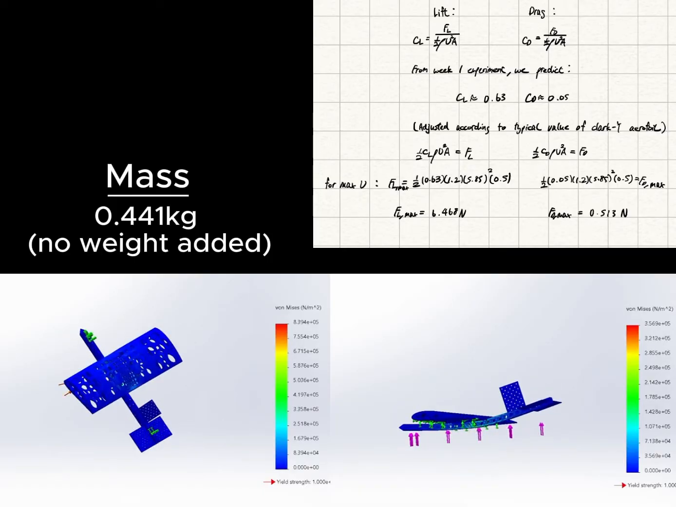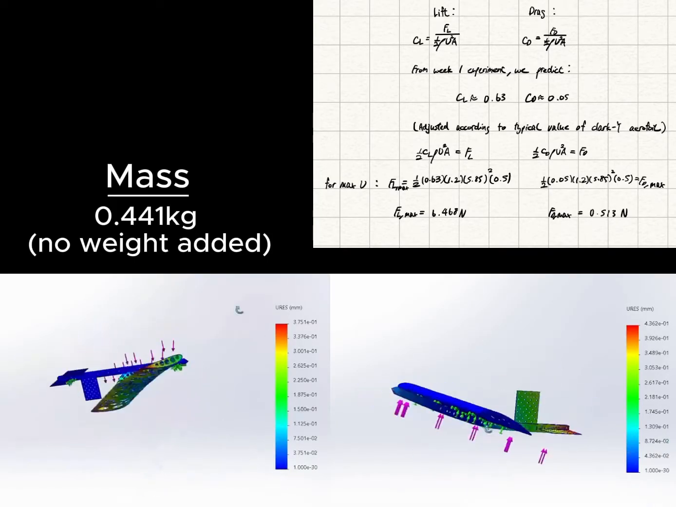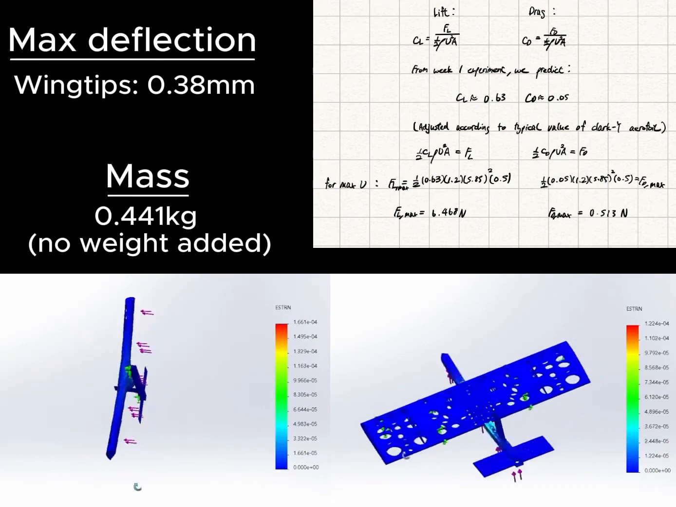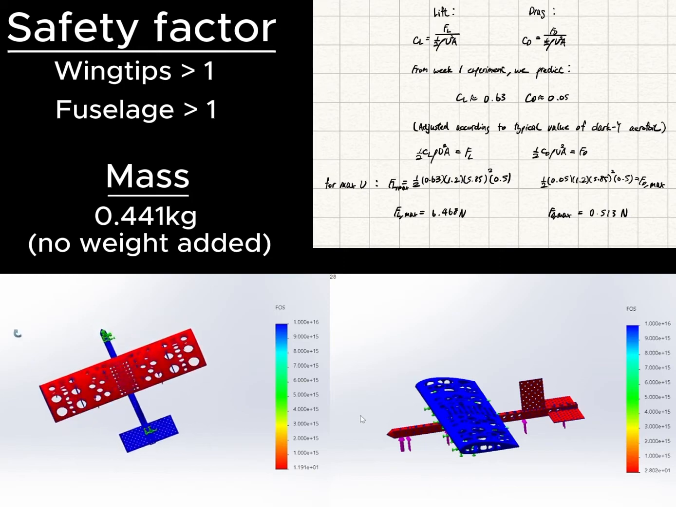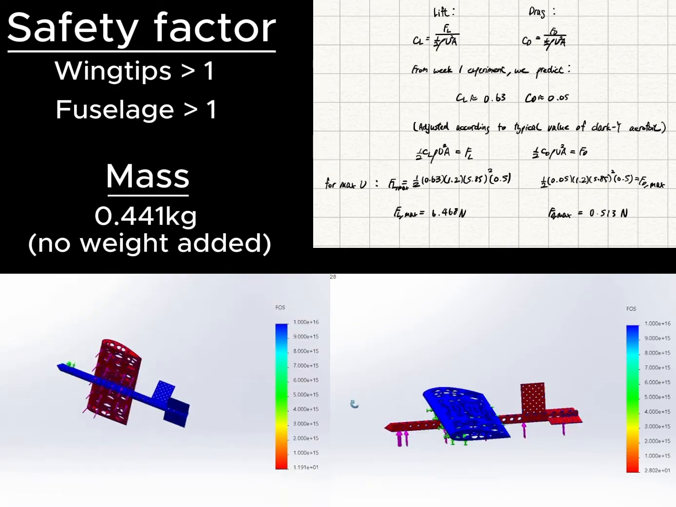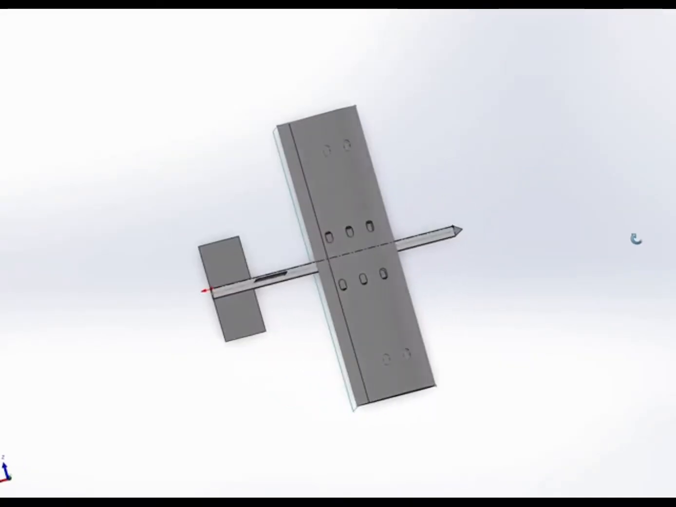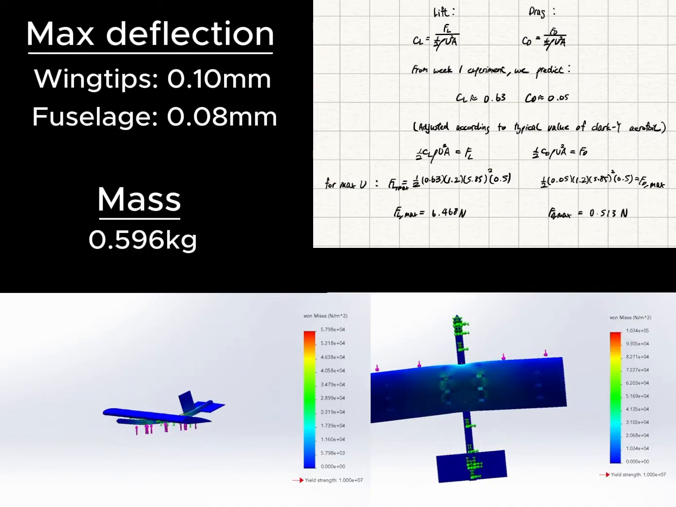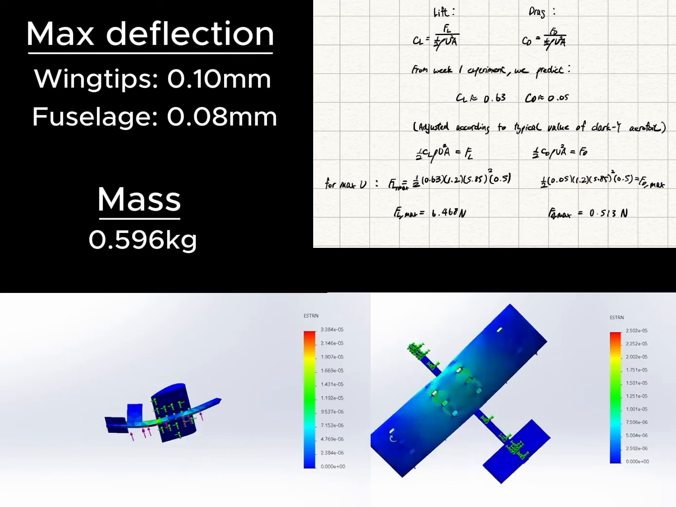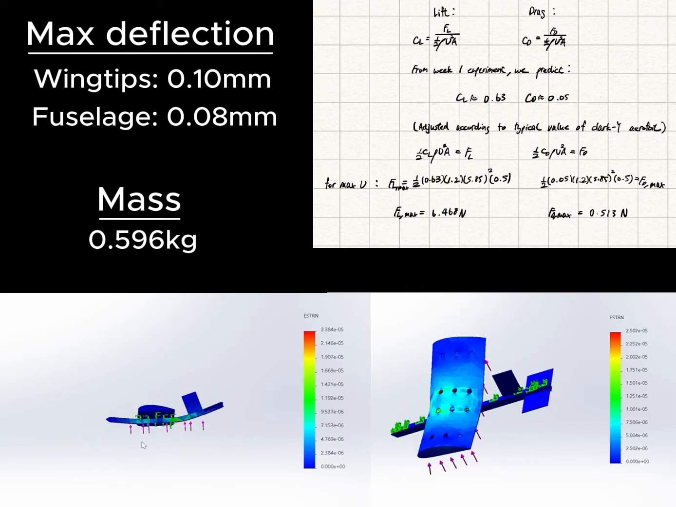A static FEA was performed on the final aircraft model. An upward load of 5.5 newtons was applied to represent lift, resulting in a maximum wing deflection of 0.39 millimeters and a fuselage deflection of 0.44 millimeters. With a safety factor greater than 1, this indicated acceptable deflection under our aerodynamic load case. To quantify the effect of our lightning holes, we compared the solid non-perforated original model with the final design. Our analysis ensured structural integrity of the airframe while achieving an approximate 26% mass reduction, validating the design trade-off.